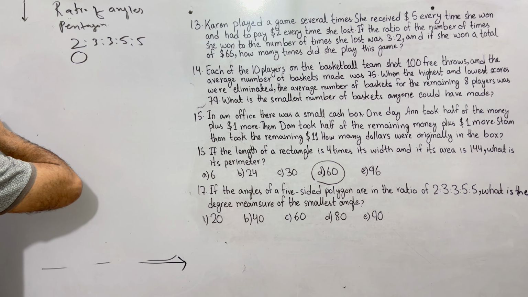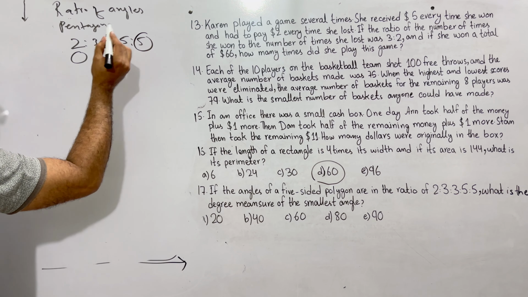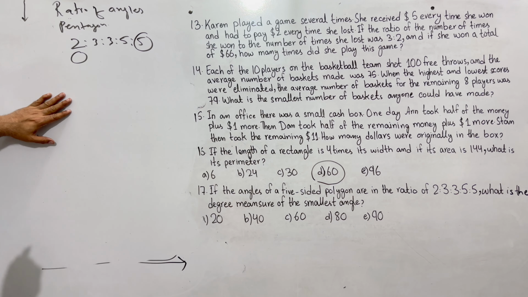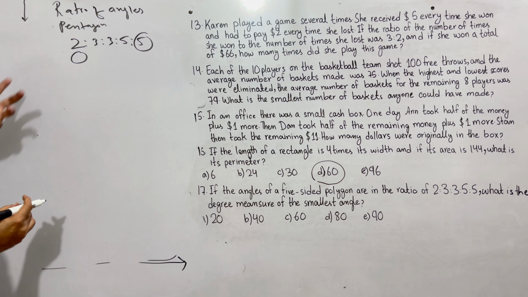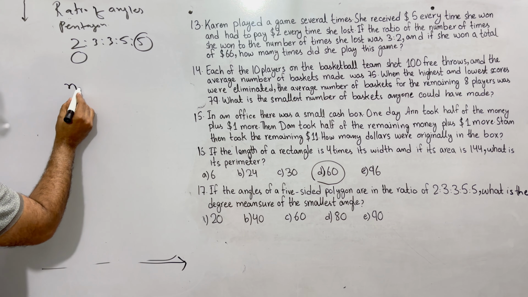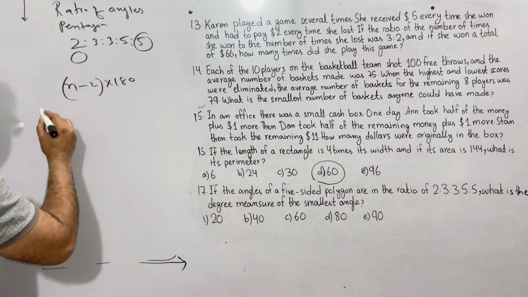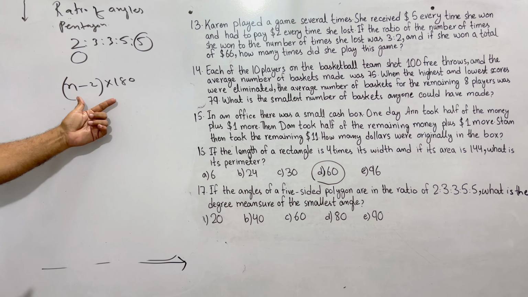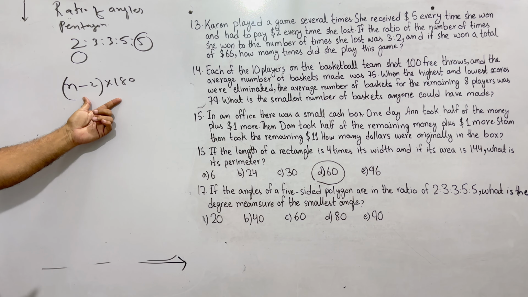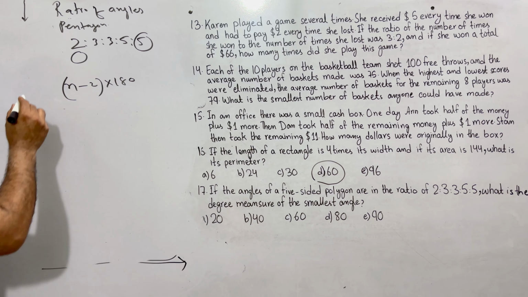The smallest ratio gives the smallest angle, the largest ratio gives us the largest angle. We are asked to find the smallest angle. But in that case, we need the total sum of all angles of a pentagon. We have the formula (n minus 2) times 180. That is the sum of all interior angles of any polygon.